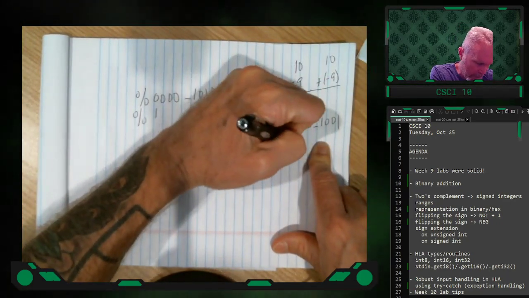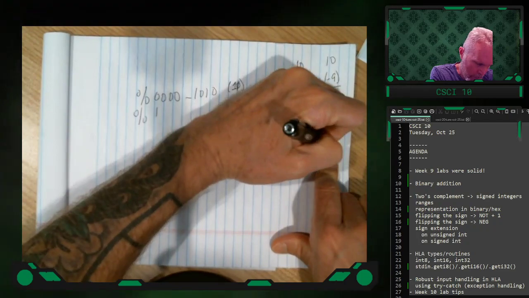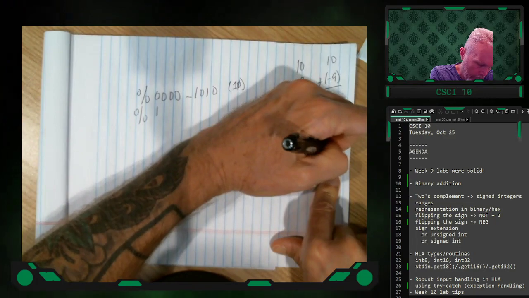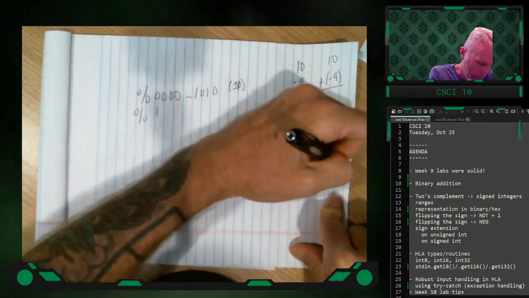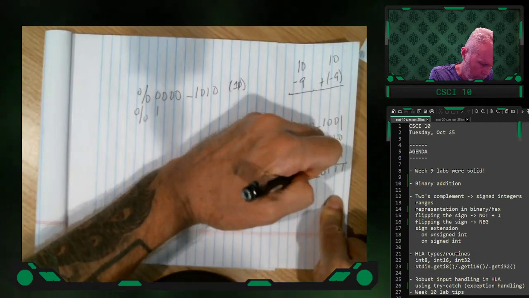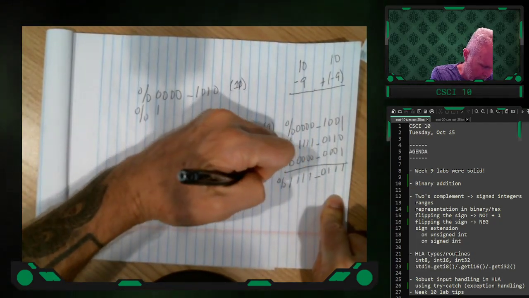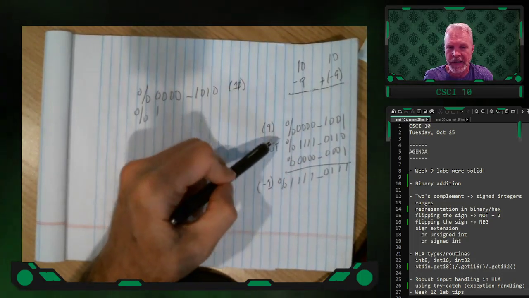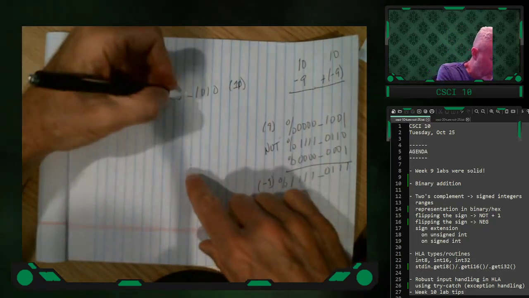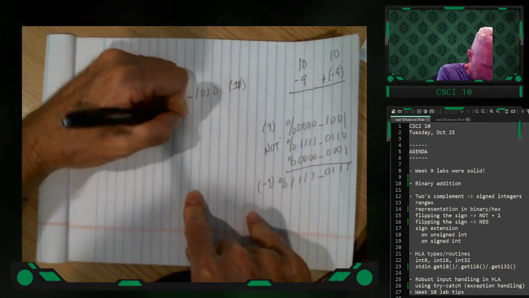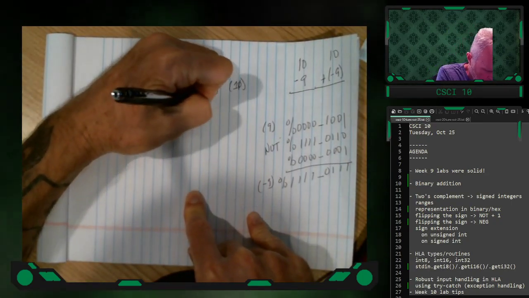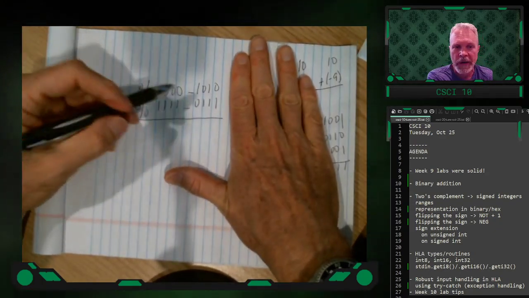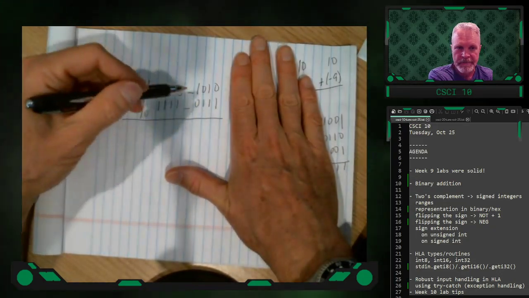So I can write the not bits out, which is 1, 1, 1, 1, 0, 1, 1, 0. I can add 1 to it to get this. All right, so there is the negative 9. I had to start at a positive 9 to know what negative 9 looks like in binary. Now I can write that down, and I don't have to worry about what the numbers are. I just do binary math, basically.